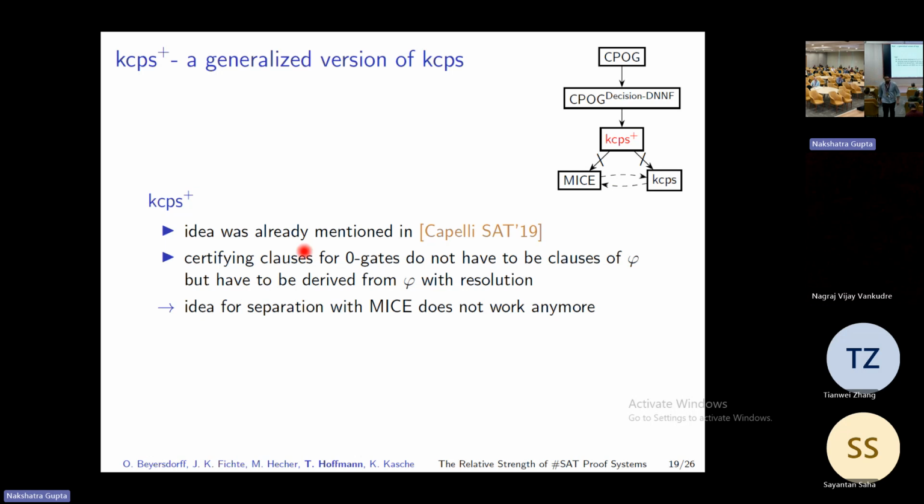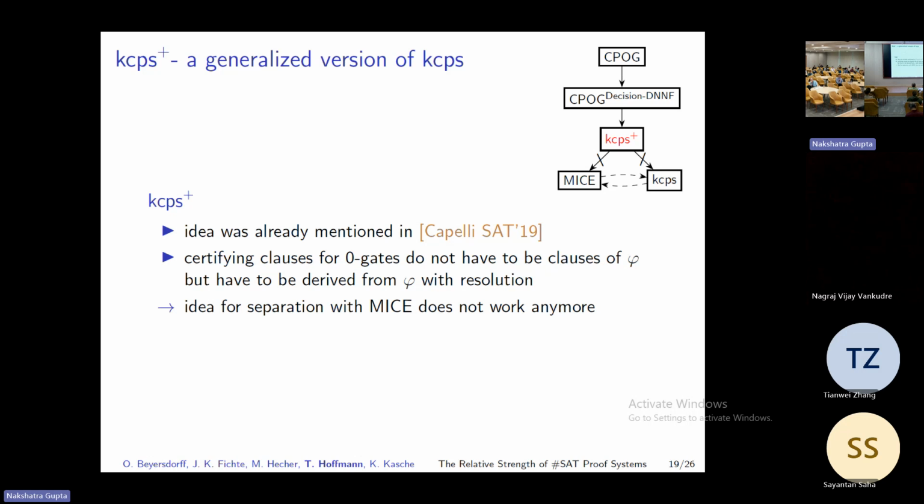Okay, then now we go this figure up and we get to KCPS plus, which is a generalization of KCPS, where we do not require our certificates to be clauses that appear in our formula phi directly. Instead, we allow that we can derive these clauses with resolution from our formula phi. And yeah, this idea is not new. It was already mentioned in the original KCPS paper. So we just wrote it up.